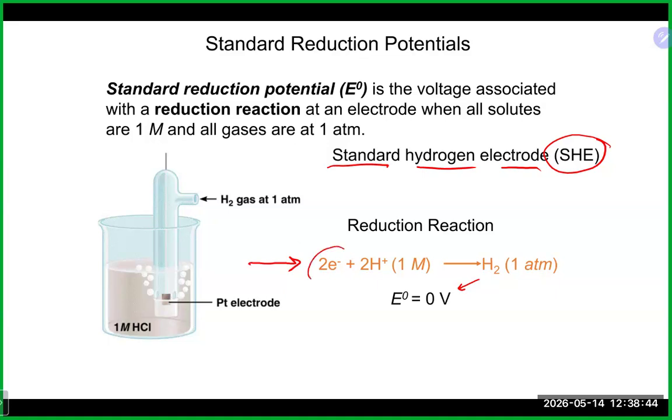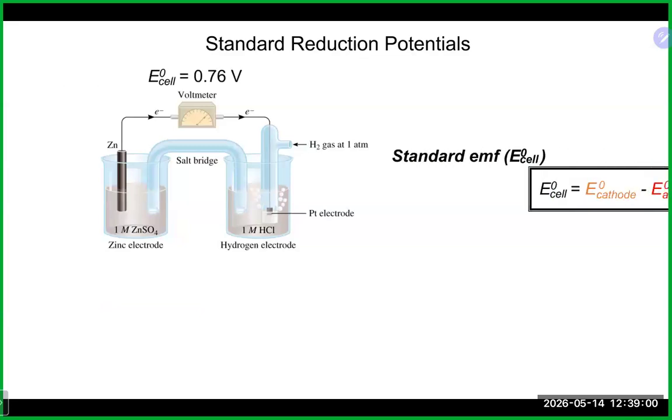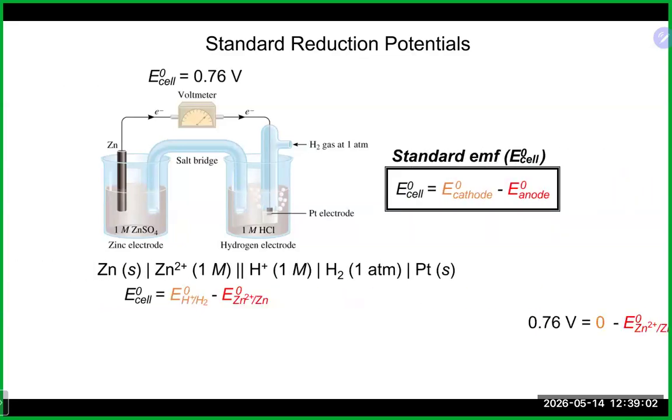So everybody will have their electrons on the left-hand side of the arrow, as we see in a reduction half reaction, and they're all written in that case. And again, here, our hydrogen has a value of 0. So if we take the standard hydrogen electrode and we hook it up with something like zinc in this case, and we measure the voltage, we end up with a voltage of 0.76 volts.